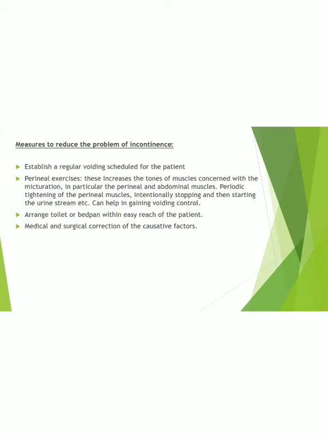We train them when to go, what time to go, then only we can reduce this problem. Next is perineal exercise. These increase the tone of muscle concerned with the micturition, in particular the perineal and abdominal muscles. So we try to show them some exercise, perineal exercise, squatting or any other abdominal exercise we can teach them. Okay.